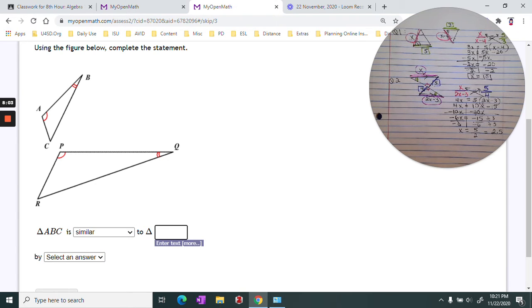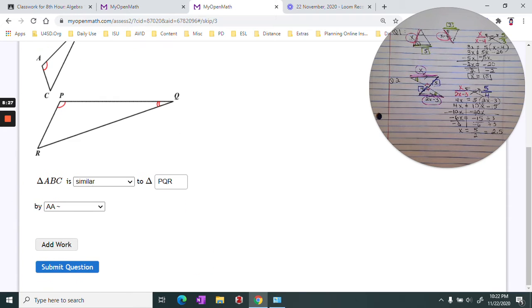And then again, my order matters. So I go from A to B to C. A and P are marked the same way, so I'm going to put P. B and Q are marked the same way, so they need to be in the same position. C and R are not marked at all, so those are the ones that go together. And this is by angle similarity.